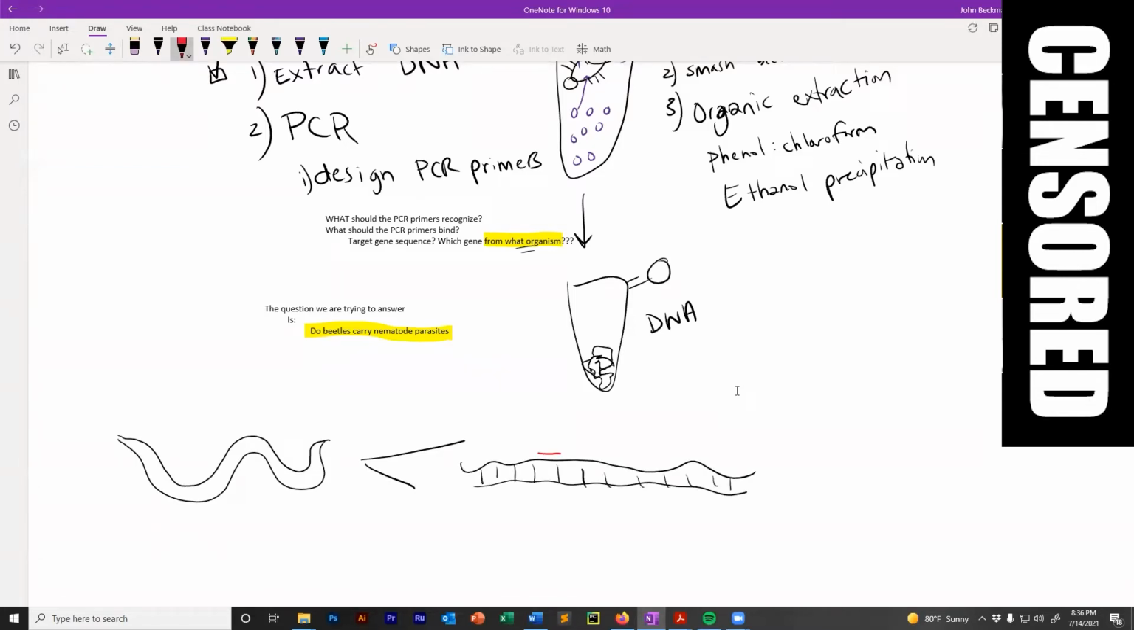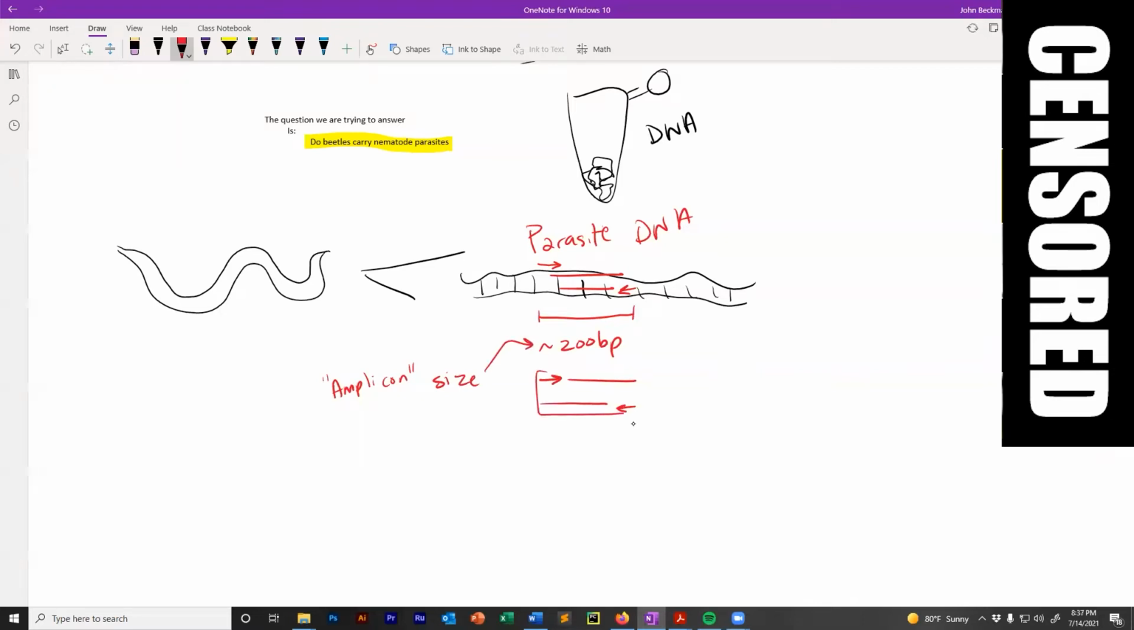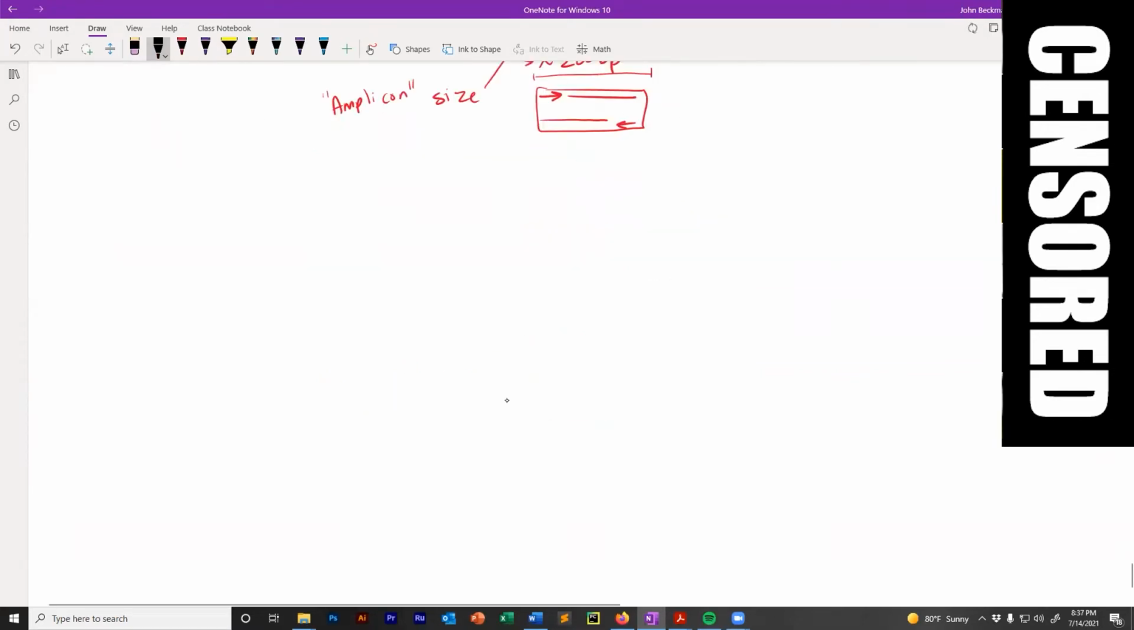Let's say we design PCR primers to recognize a sequence in this nematode parasite DNA. Let's say the distance between these primers is 200 base pairs. So when we do a PCR, the amplicon size will be 200 base pairs long. So 1, extract DNA. 2, run a PCR with parasite primers.